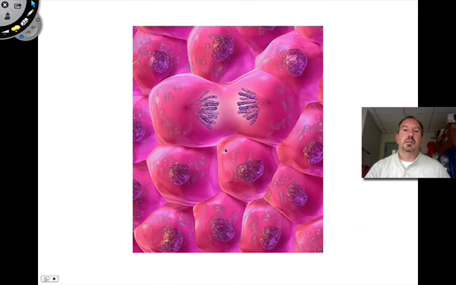This is a beautiful shot. I like this shot because it shows many cells. So this is a tissue. I don't know if you thought about this, but not every cell is undergoing mitosis at the same time.